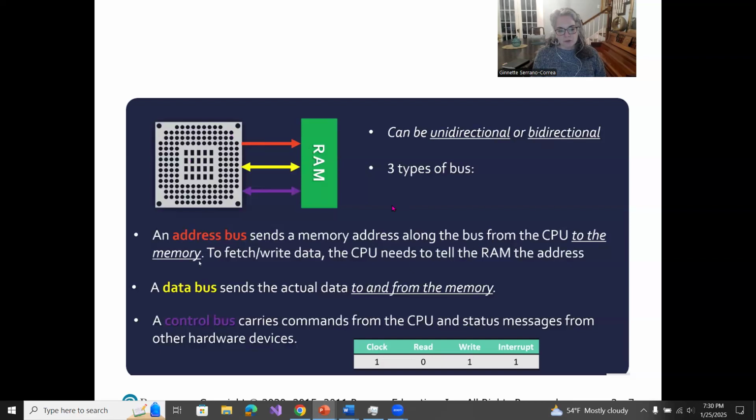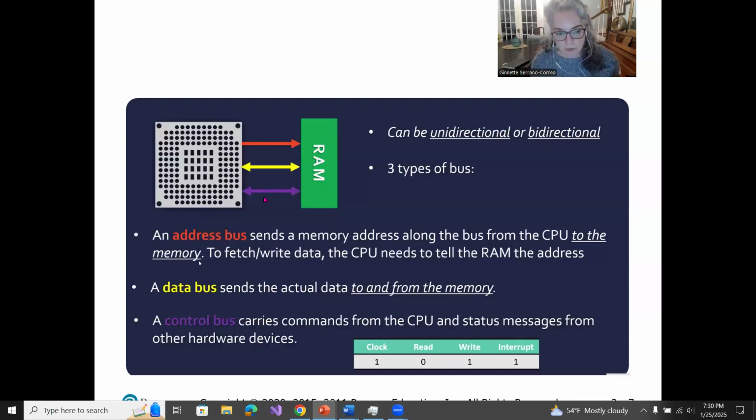And it's going to either fetch or write data. So it's either going to get data from RAM and bring it back to the CPU, or it's going to write data to RAM. The CPU needs to tell RAM the address where to write to, or the address where to read from.